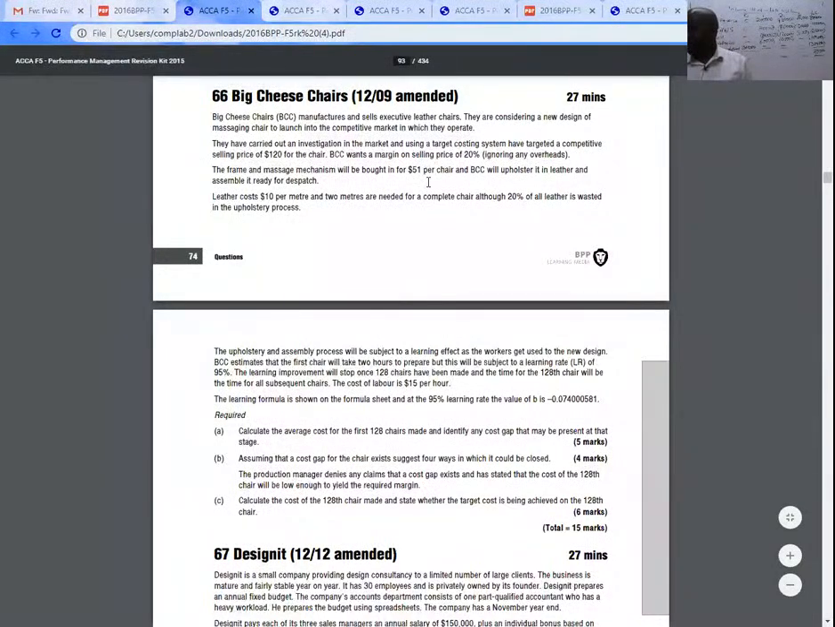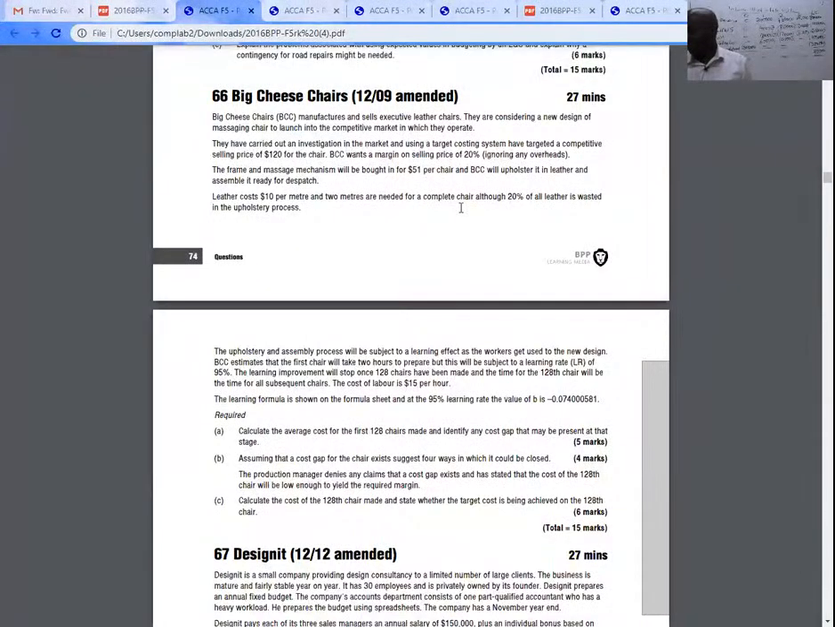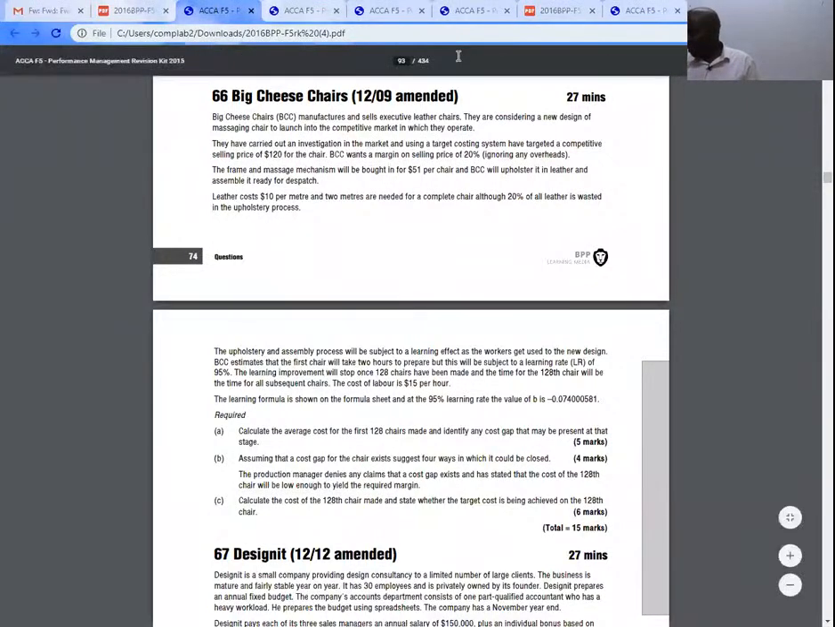Now, ladies and gentlemen, this is a very simple question. It's a question that will not take more than 5 minutes to do. Simplest of them all. The only technical thing that I'm supposed to handle here is labor. The moment I handle labor cost, then I will be at home. Labor cost is the only one that is normally affected by learning curves.